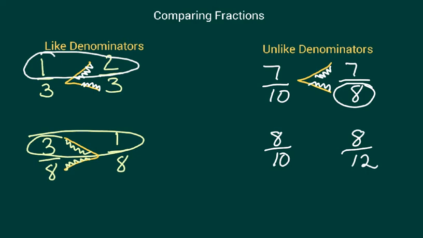Now let's look at the next one. 8/10 and 8/12. Since the denominators are different, that's all we need to look at. So I'm going to say, would I rather split my candy bar with 10 people? Or would I rather split my candy bar with 12 people? Well, I'm going to get more candy if I only split it with 10 people. So I'm going to put in my inequality. 8/10 is greater than 8/12. And of course, I'm going to fill in my alligator teeth because he's hungry.